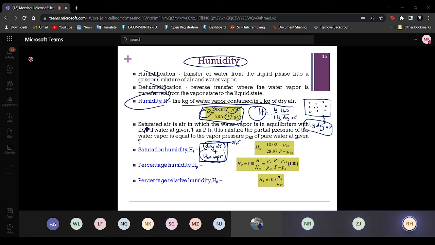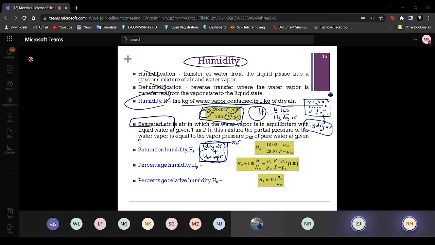Okay. So there's another thing, what we call saturated air. What is saturated air? Okay, let's go back here. In this container you have 1 kilo of dry air. Then in it there is water vapor. So in 1 kilo of dry air, basically, there is a maximum limit. They have a maximum limit of water vapor that can be contained in that 1 kilo.